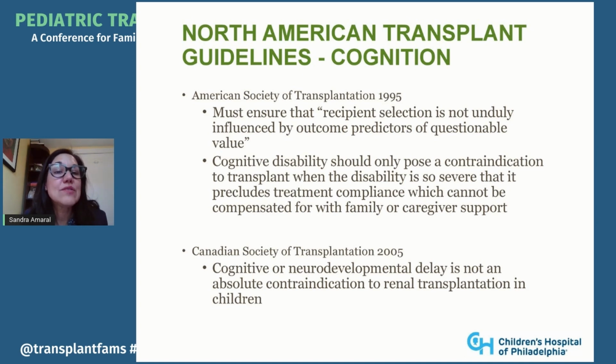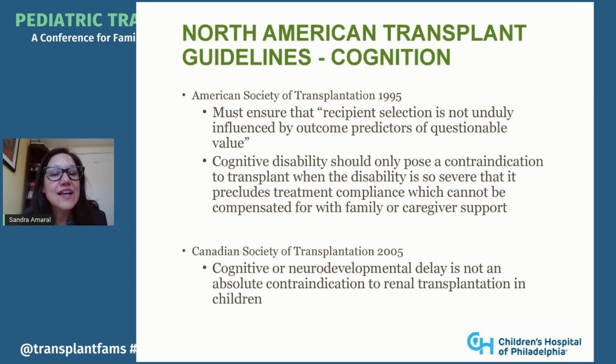So in 1995, the American Society of Transplantation published guidelines that stated that we must ensure that recipient selection is not unduly influenced by outcome predictors of questionable value. And cognitive disability should only pose a contraindication to transplant when the disability is so severe that it precludes treatment compliance, which can't be compensated for by family or caregiver support.